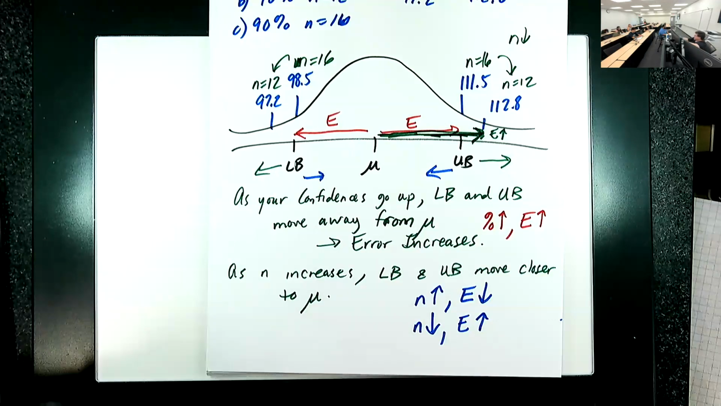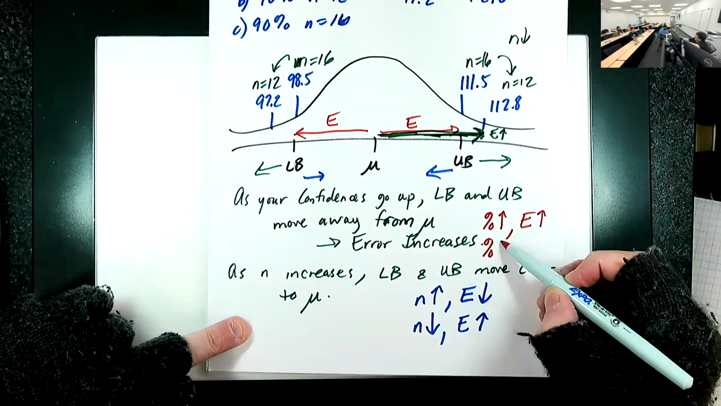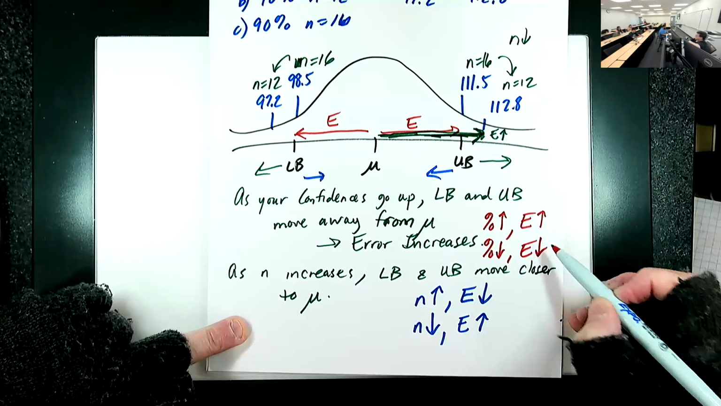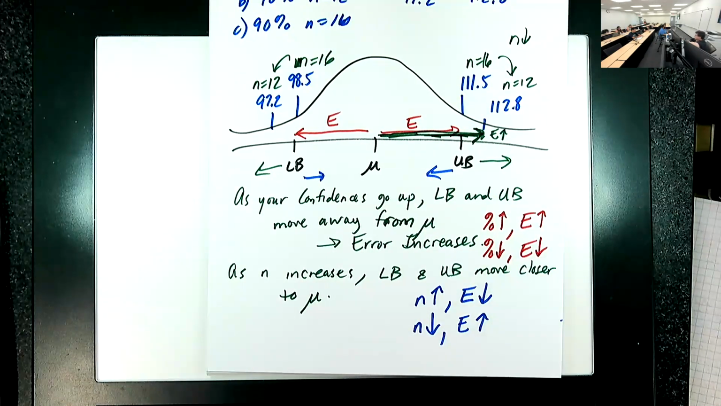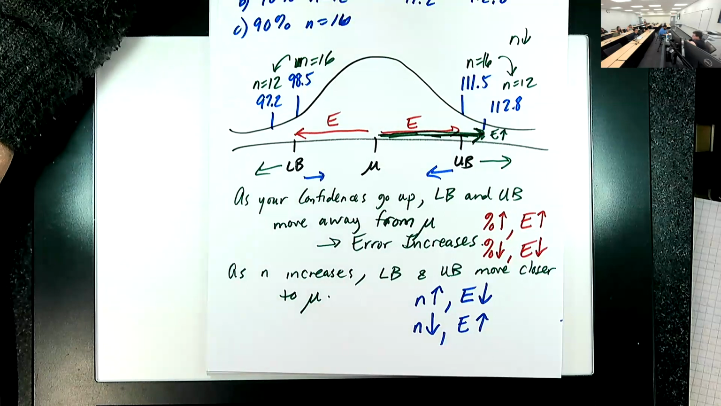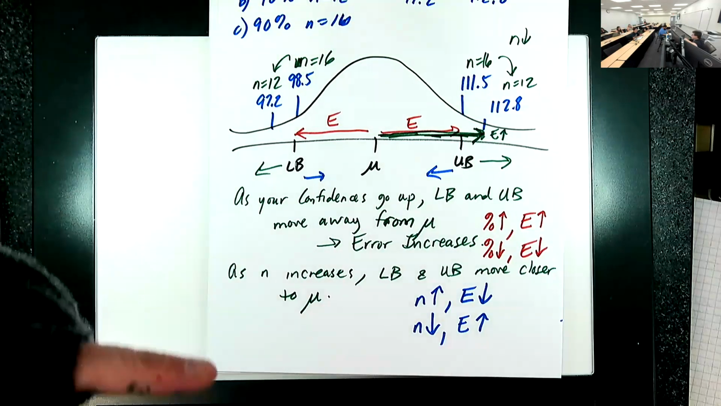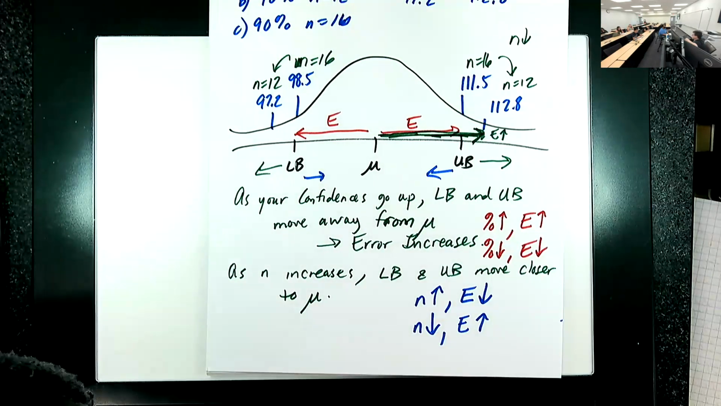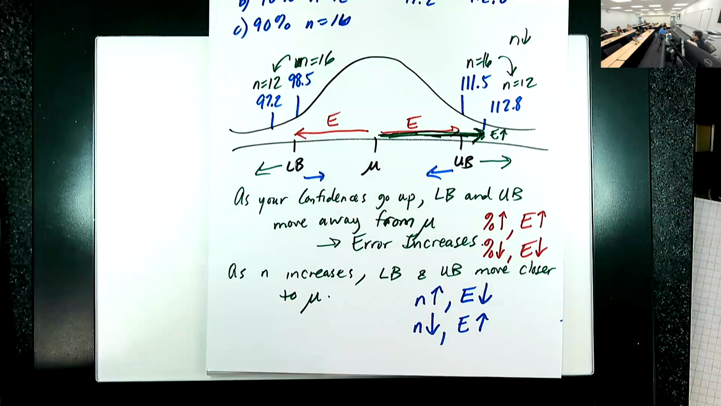We'll see the same with this here. If the percentage goes down, the error goes down. You'll see that in part C. But the part I wanted to show you was literally what we had to enter. You need to enter the sample mean, the sample standard deviation, and the sample size.